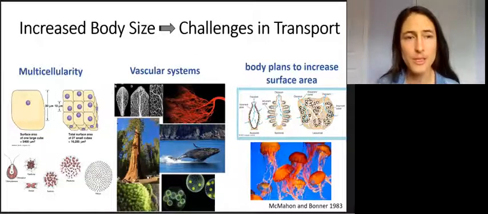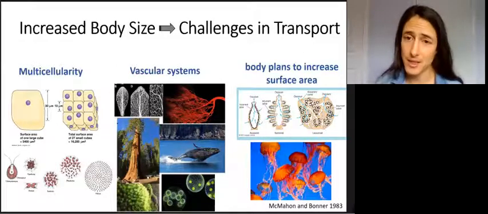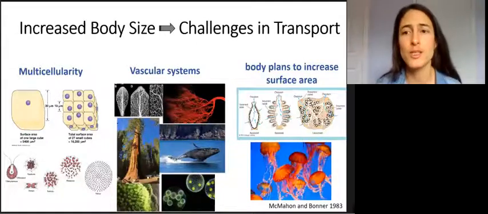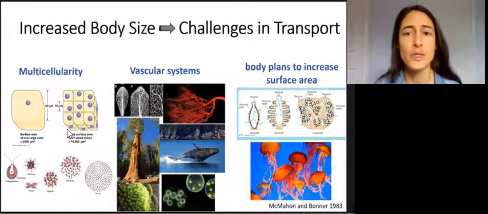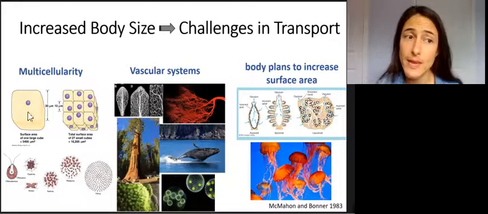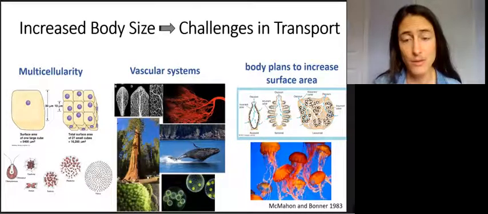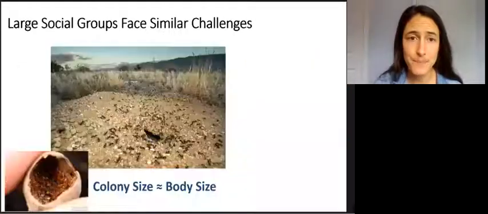Getting large can result in challenges in transporting resources and information, but life has mitigated these challenges through a variety of structural solutions. For example, multicellularity has allowed organisms to overcome constraints on the size of individual cells. And once multicellular systems became large, they then needed specialized vascular networks to deliver resources across greater distances. And other multicellular systems have evolved larger size by innovating body plans to increase their surface area.